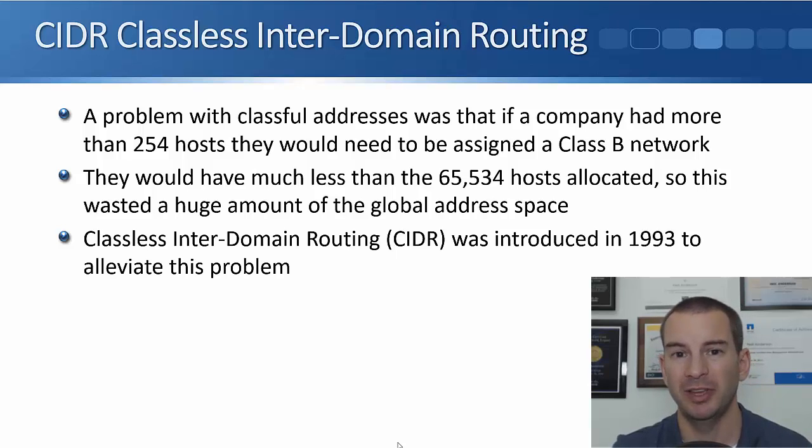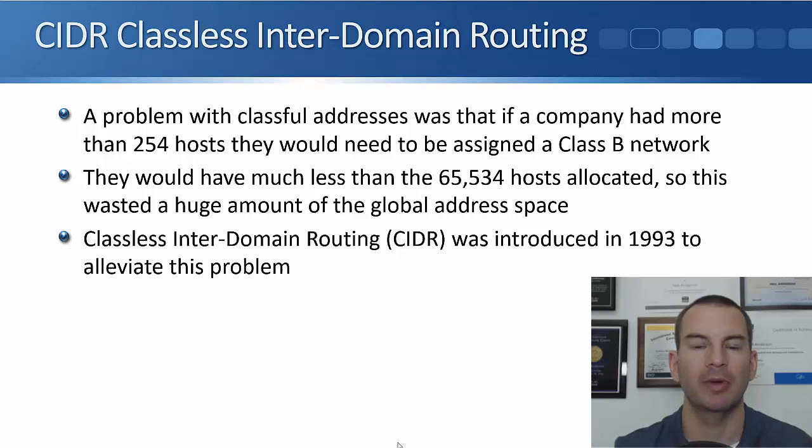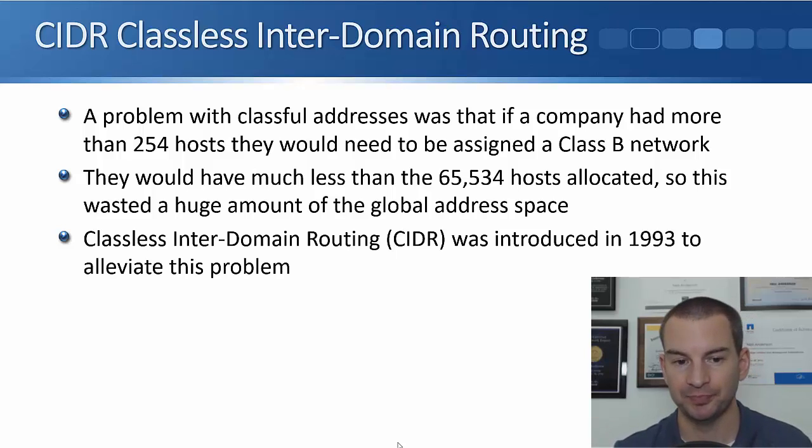And this gave the problem that if a company had more than 254 hosts, they were too big for a class C, they would have to be given a class B. And if they had, say, 500 hosts, they would actually get allocated addresses for 65,534 hosts. So that's obviously way too much. And this led to huge amounts of the global address space being wasted.